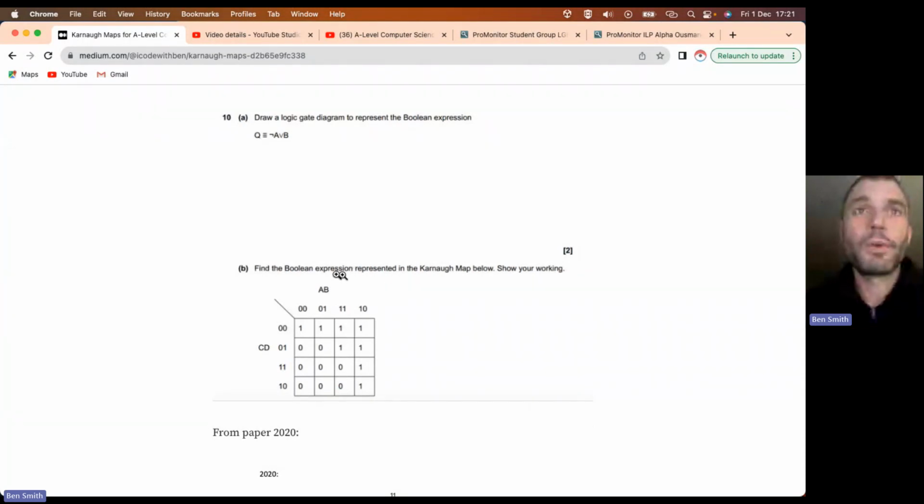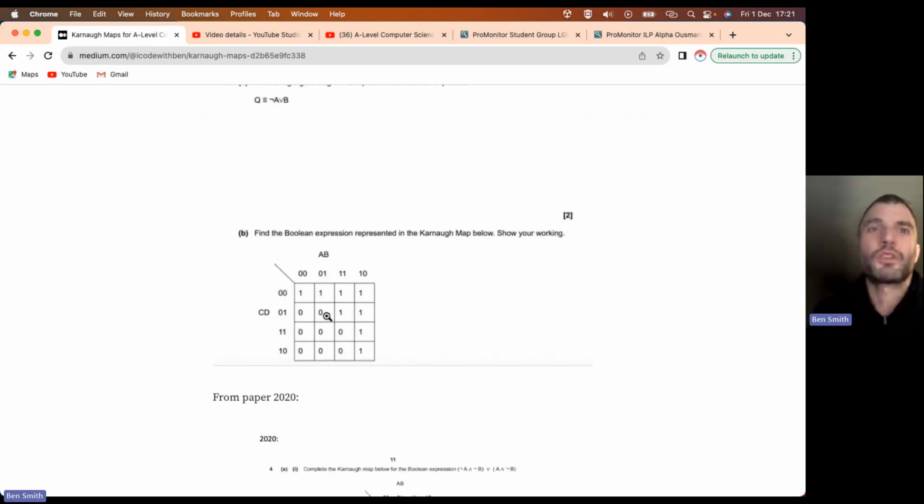And then to find a Boolean expression, which is what we've been doing before: what would this Boolean expression represent? You've got to draw your boxes with those rules. It's got to have 1, 2, 4, 8, 16, and it's got to be either a square or rectangle shape. It cannot be diagonal. So draw your boxes and then draw the terms.